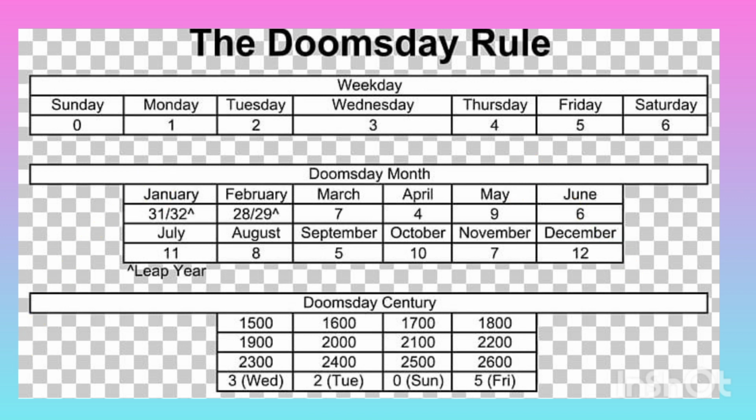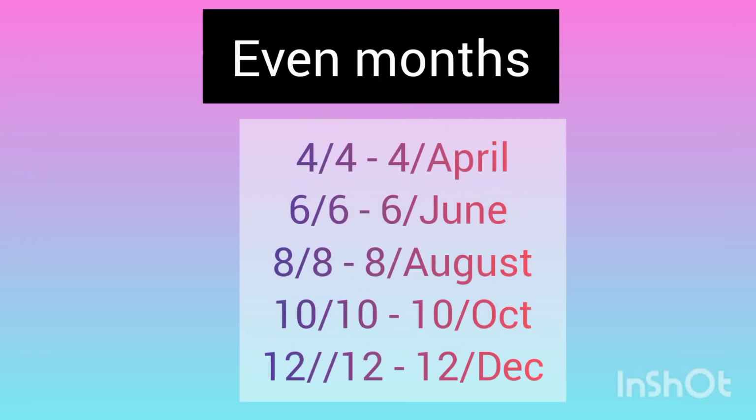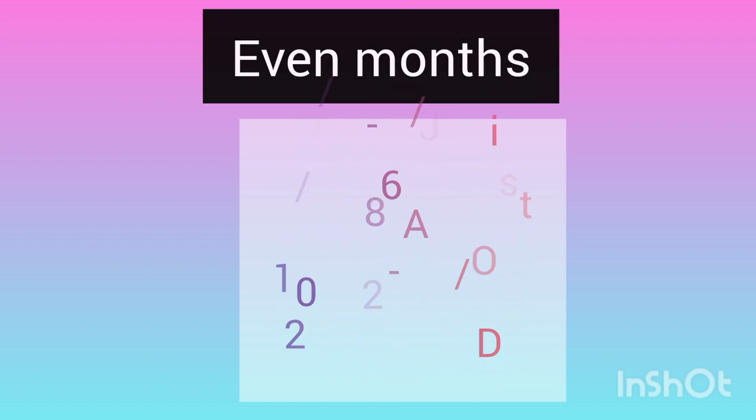Let's break it down. Let's start with the even months, except for Feb: 4th of April, 6th of June, 8th of August, 10th of October, and 12th of December. Notice that the even dates are remarkably straightforward to memorize because their doomsday corresponds to the same number as the month itself.